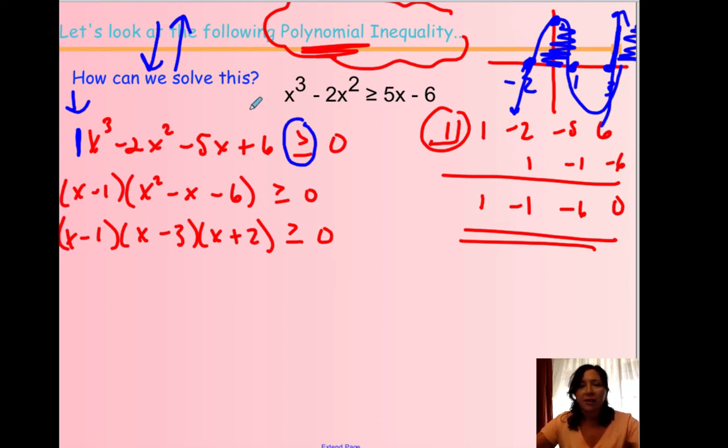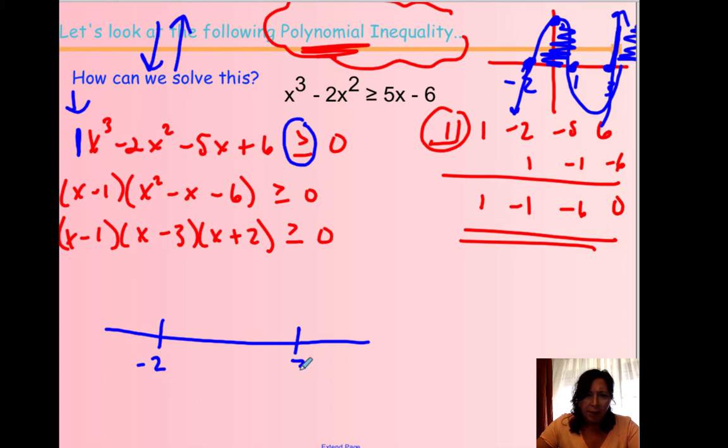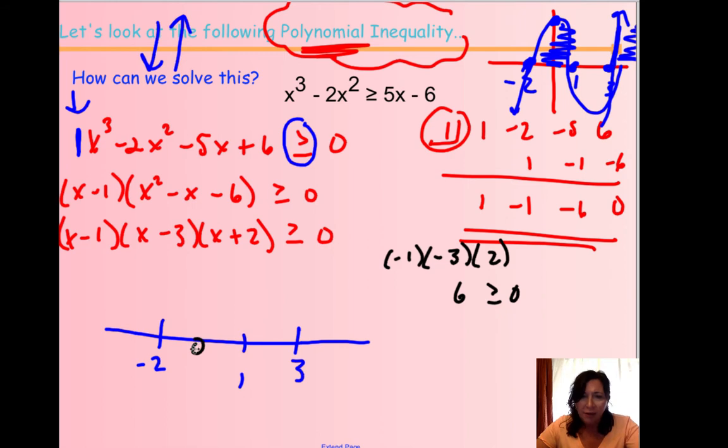Well, on sign pattern testing, you do the same thing. We're going to plug in our values. We've got a -2, we have a positive 3, and we have a positive 1. And somewhere in between, we're going to select 0 or some number that's in between. I'm going to choose 0. Plugging in 0, I'm going to get 0 minus 1, I get -1 times -3 times 2. 6. Is 6 greater than or equal to 0? Yes. So therefore, at 0, it's true, it's greater than or equal to 0. I have no even multiplicity, so everything's going to go through. It's going to go like this.